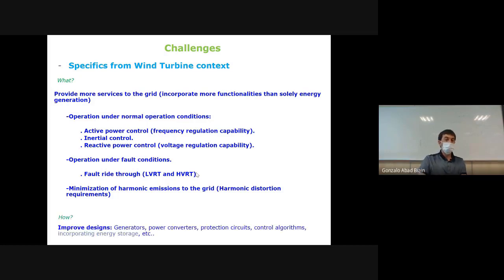in this technology. How can we improve this? Always by improving generators, by improving the power electronic converter or the filters, switching frequencies, better filtering, protection circuits, the crowbars and the choppers for this demand. For instance, control algorithms everywhere. And in the future, probably, this is not yet a reality, incorporating energy storage systems in order to accomplish this challenge. Okay?